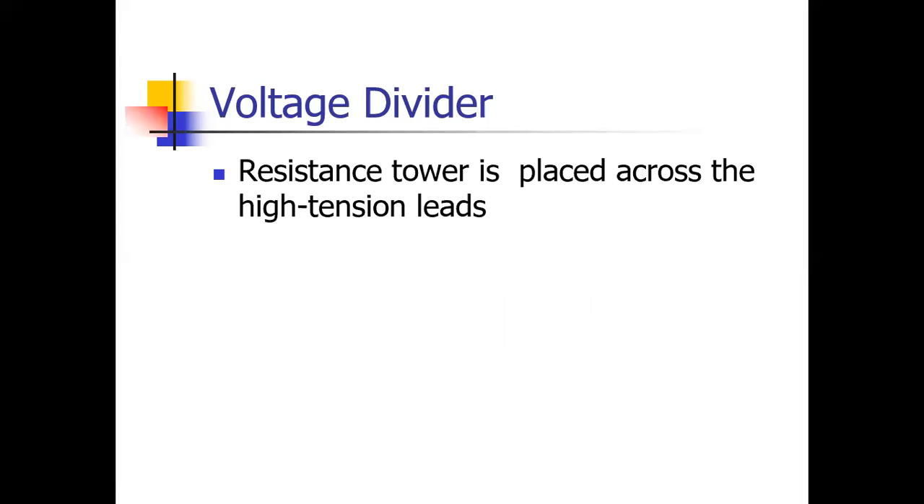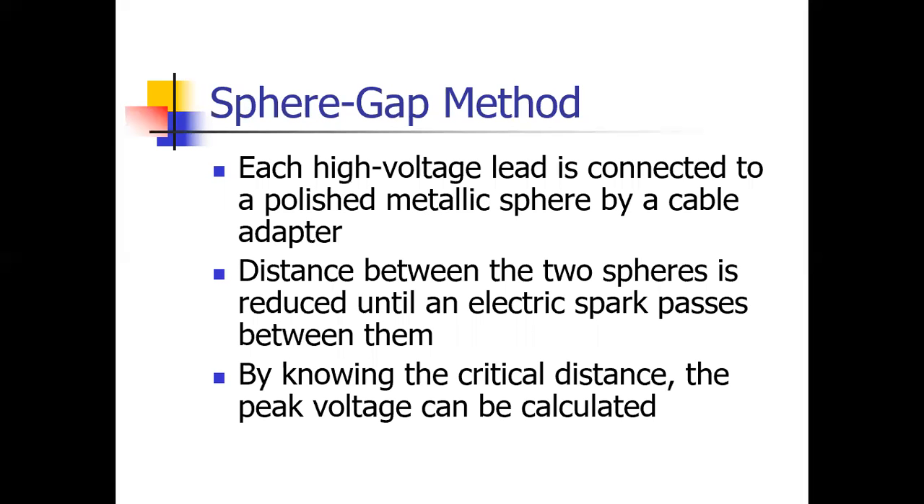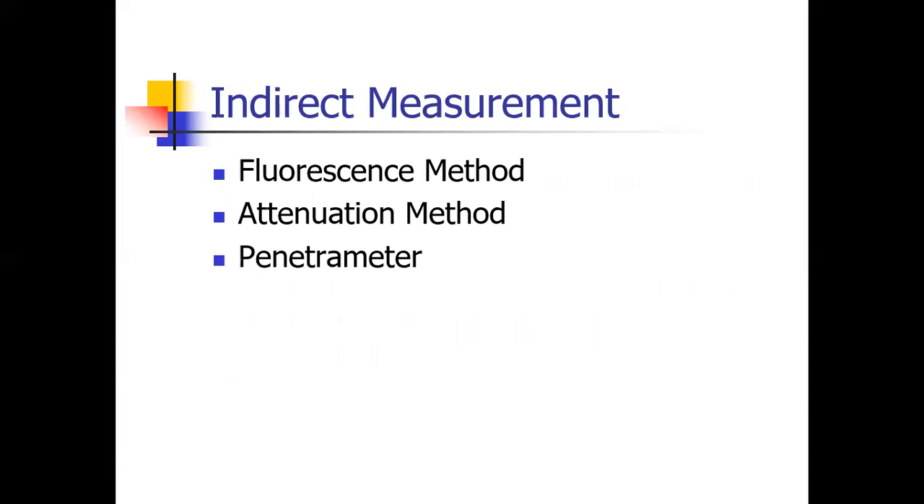That resistance tower is placed across the high tension leads. In the sphere gap method, each high voltage lead is connected to a polished metallic sphere by a cable adapter. The distance between the two spheres is reduced until an electric spark passes between them, and by knowing the critical distance, the peak voltage can be calculated. Those are direct. This is more indirect.